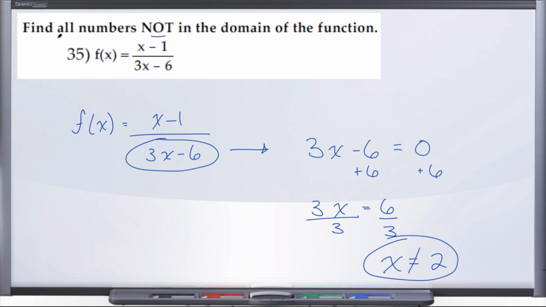So that's what it means when it says find all numbers not in the domain of the function. Take your denominator, set it equal to 0, and solve for x.